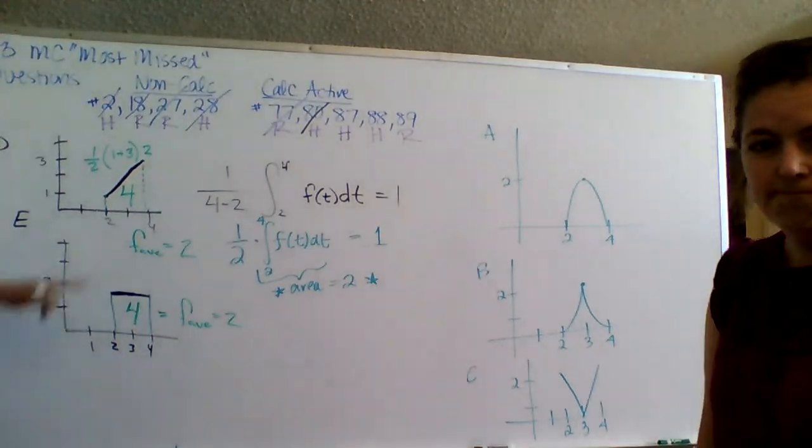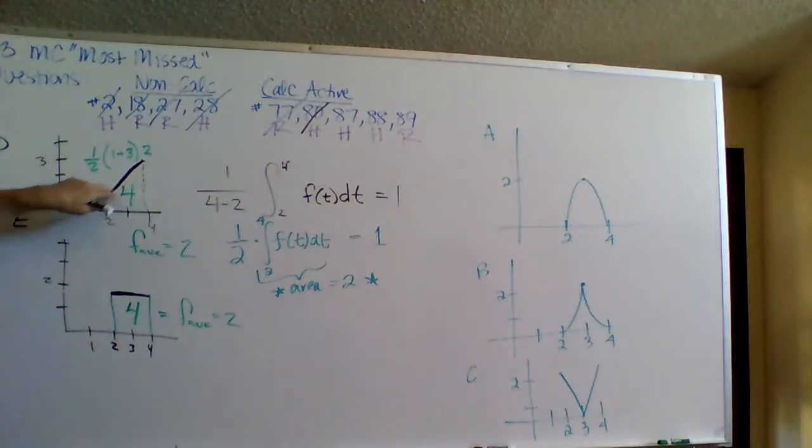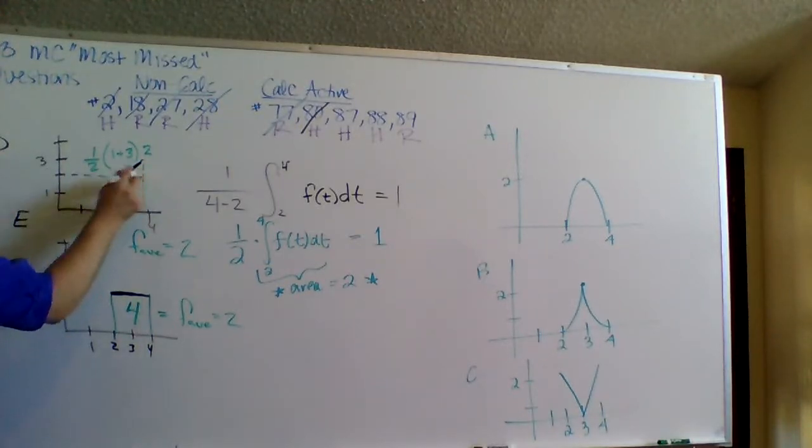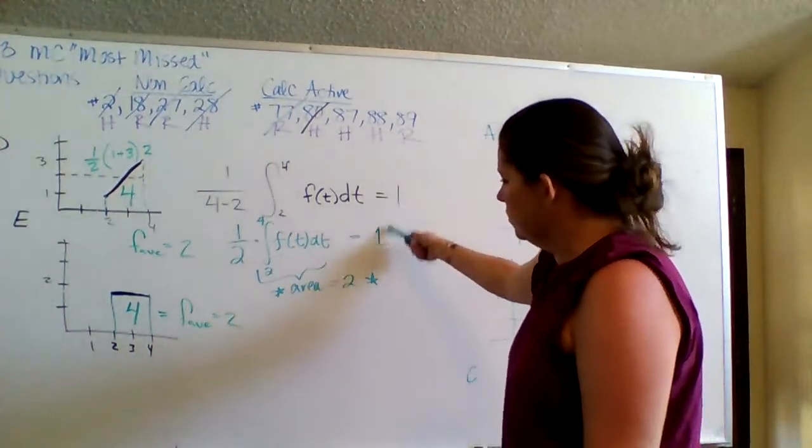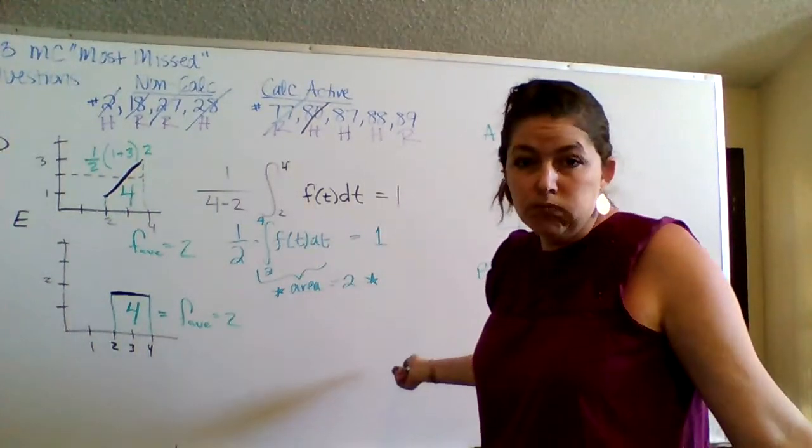If you look at this, guys, we start at 1, we go to 3. The average would have been halfway in between because this was linear. So neither one of those is what we want, which is an f_ave value of 1. So D and E are out.